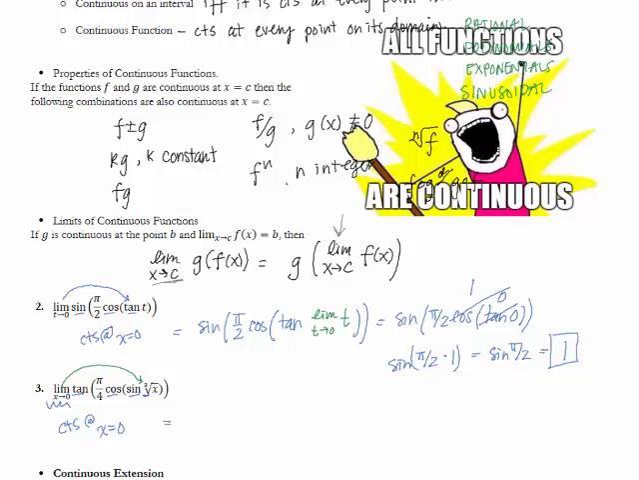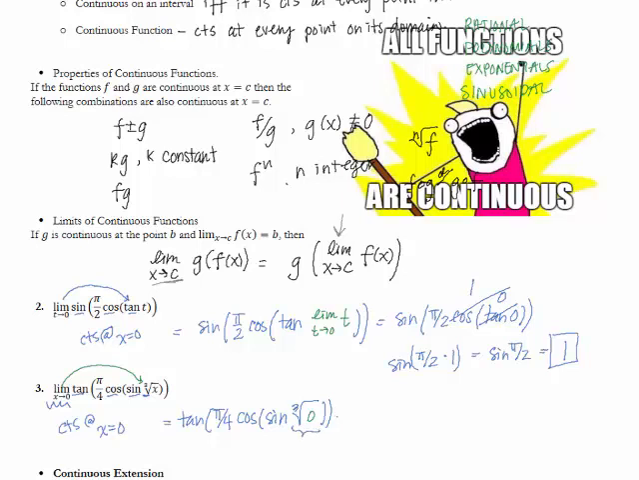So now we have the tangent of pi over 4 times the cosine of the sine of the cube root of 0. Then we just peel it back. The cube root of 0 is 0. The sine of 0 is 0. The cosine of 0 is 1. Then the tangent of pi over 4 is 1. So that kind of looks like this.